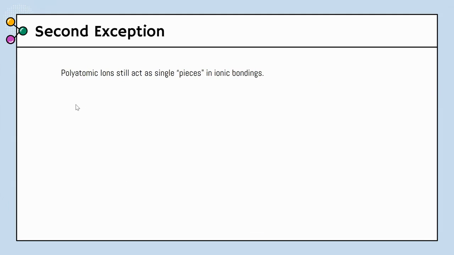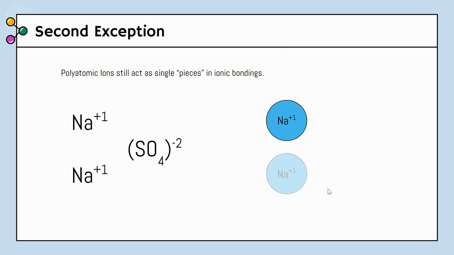Know that these polyatomic ions still act as single pieces in ionic bonding. So if I have, say, 2 sodium atoms with a +1 charge and one of these SO4 polyatomic ions with a -2, the sodiums act like individual magnets or atoms, and that sulfate, that SO4, also acts as one piece. So it kind of acts the same way as an atom.